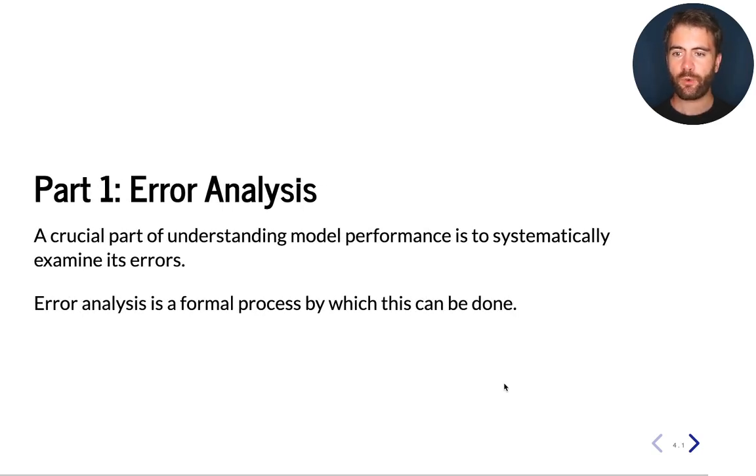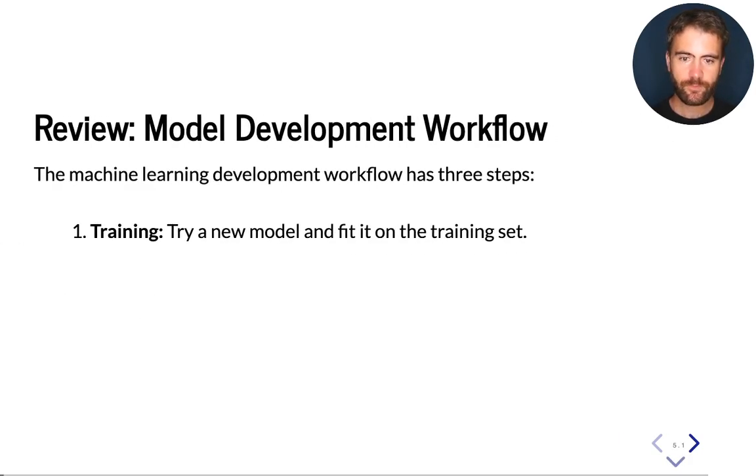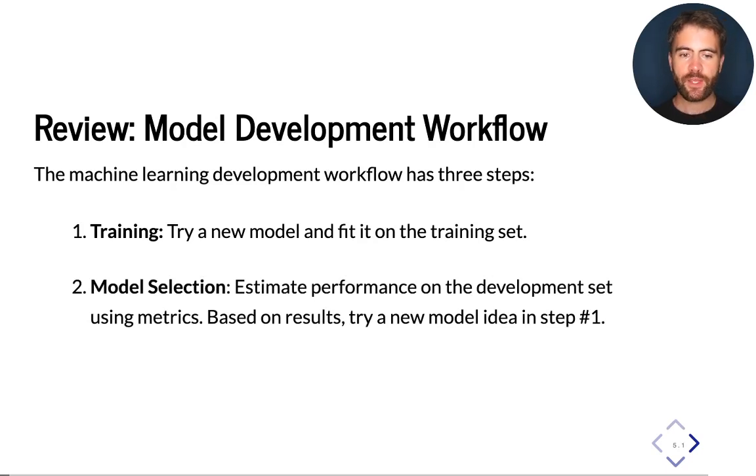So in this video, I will focus on one particular way of examining the performance of machine learning models, which is called error analysis. Recall that in the previous lecture, I defined the following high-level workflow for developing machine learning models, and it involves 3 steps. At the training step, we start with our current iteration of our best guess for a machine learning model for this problem, and we fit it on the training set. Then at the second stage, we estimate its performance on a separate development set, which is distinct from our training set, using a set of metrics.